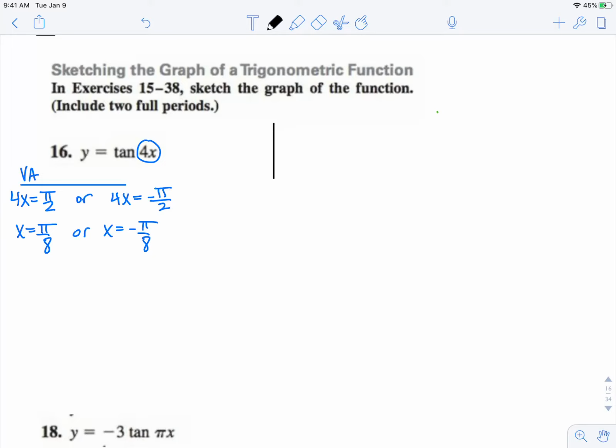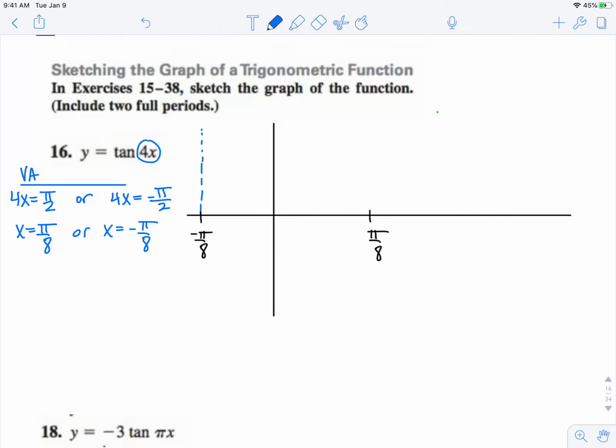So if I want to sketch that, and give myself a little space, and say this is negative pi over 8, and this is pi over 8, I know that I'll have one dashed vertical asymptote here, and another dashed vertical asymptote here.